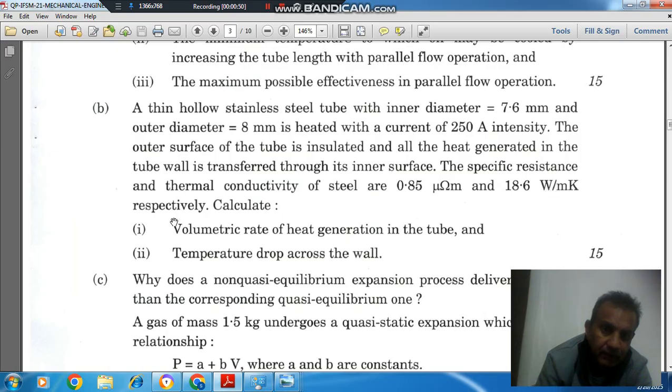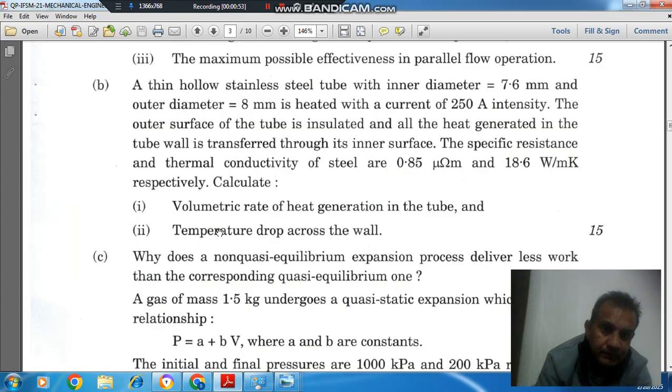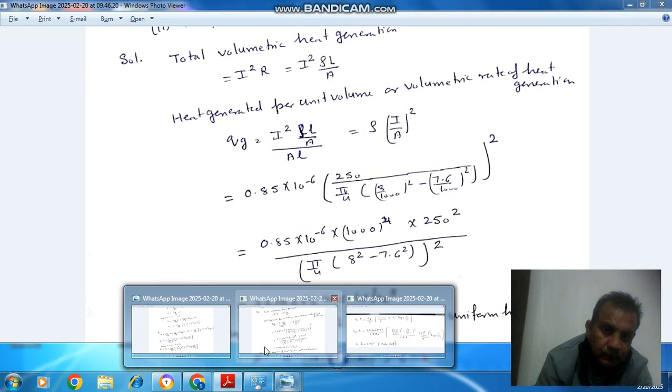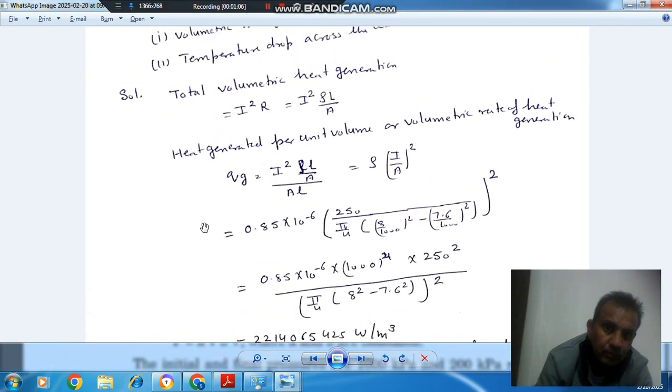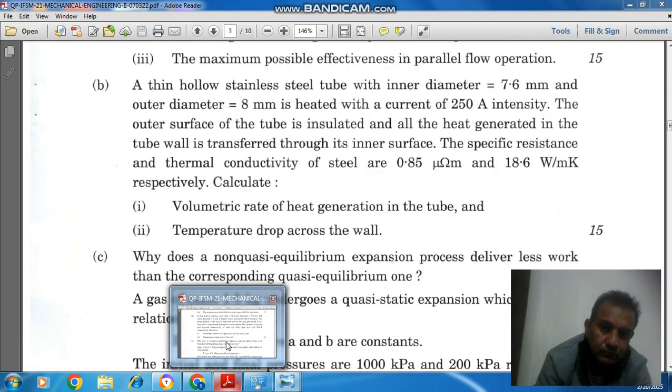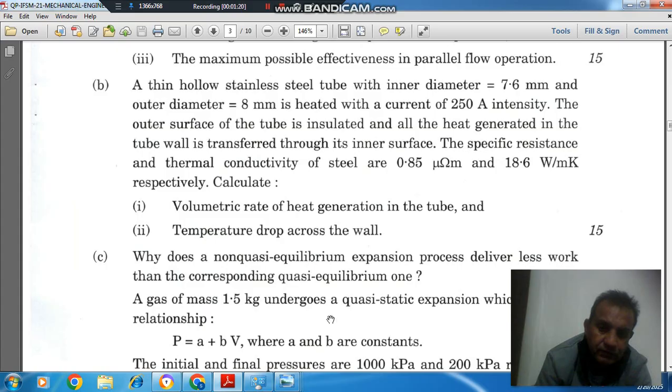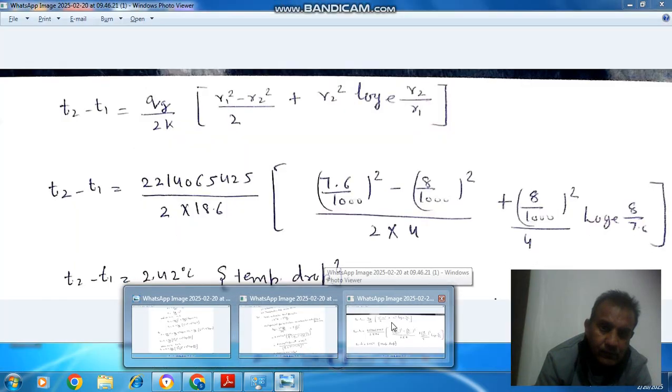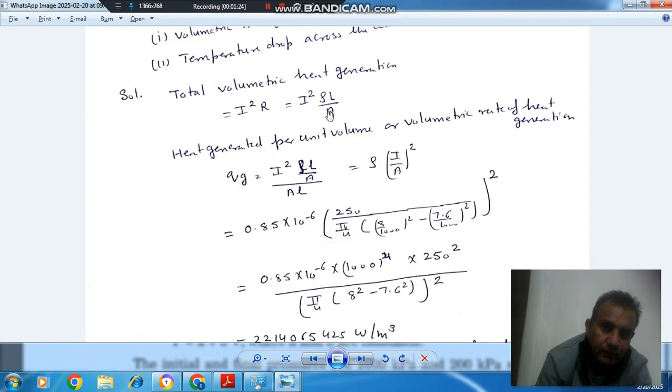Calculate 1, the volumetric rate of heat generation in the tube, and 2, the temperature drop across the wall. So first of all, volumetric heat generation, that is your I square R. R is resistance, I is current, and resistance in terms of this specific resistance is given as rho L by A, where rho is the specific resistance, L is length, and A is area.